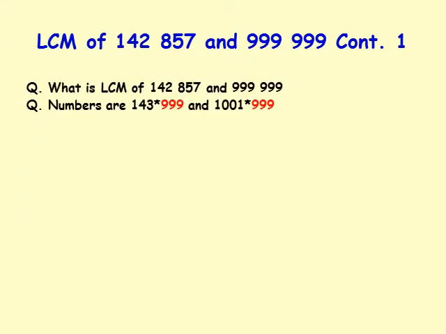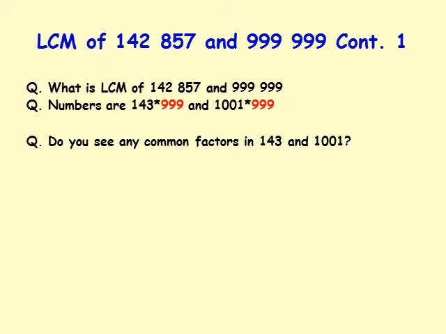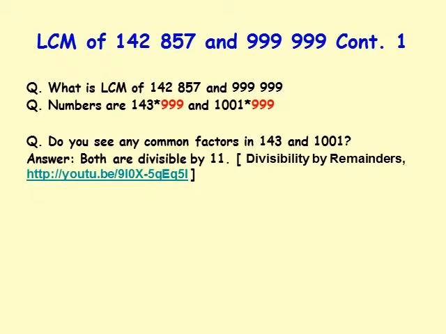So we already computed this so far. Let's continue here. Do you see any common factors of 143 and 1001? Both are divisible by 11. 143 is divisible by 11 and 1001 is. And this is the video we have: divisibility by remainders. We did that, and it talks about the digit sum and digit differences method.